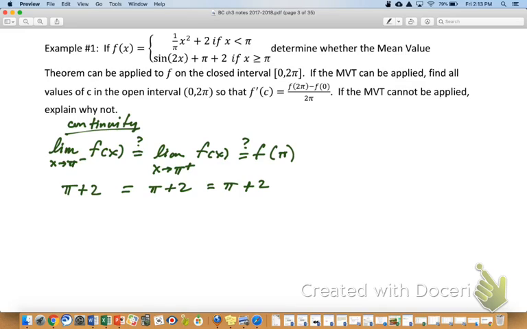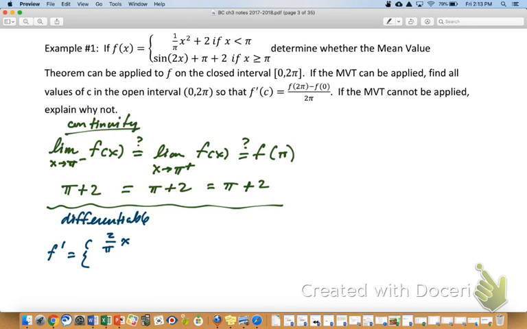And maybe the MVT can be applied. But what else do we have to check? Differentiable. Okay, so we did this. Now we're going to switch over and see if it really is a differentiable function. Differentiable means there's no sharp points and no vertical asymptotes, things like that, right? It's continuous, or it's differentiable is what we're looking for here. So I am going to start off by finding my first derivative. So f prime would equal 2 over pi times x if x is less than pi. And oh my gosh, what do we have to use for the first term? Chain rule. Chain rule again.